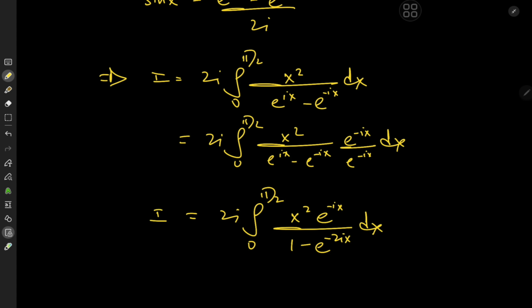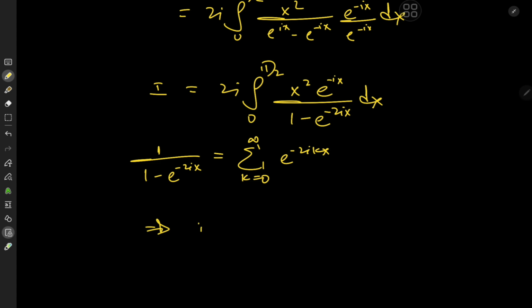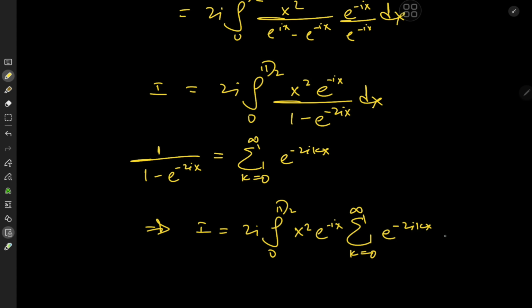And the structure we have now is suitable for a series expansion, specifically the geometric series. We can expand 1 over 1 minus e to the negative 2ix as the sum over k from 0 to infinity of e to the negative 2ikx, which implies that I here equals 2i times the integral from 0 to pi over 2 x squared e to the negative ix, sum over k from 0 to infinity, e to the negative 2ikx dx.